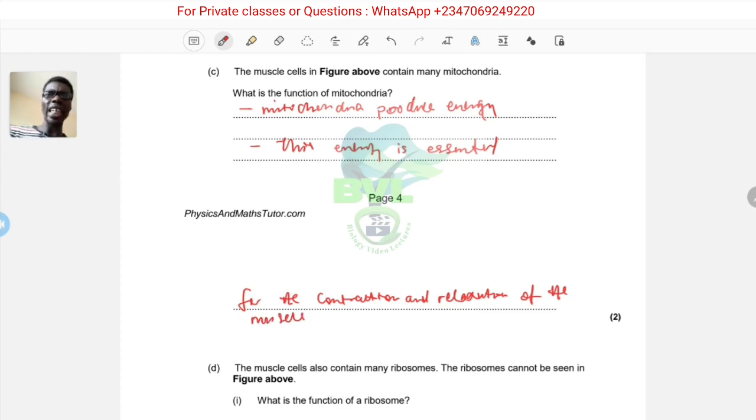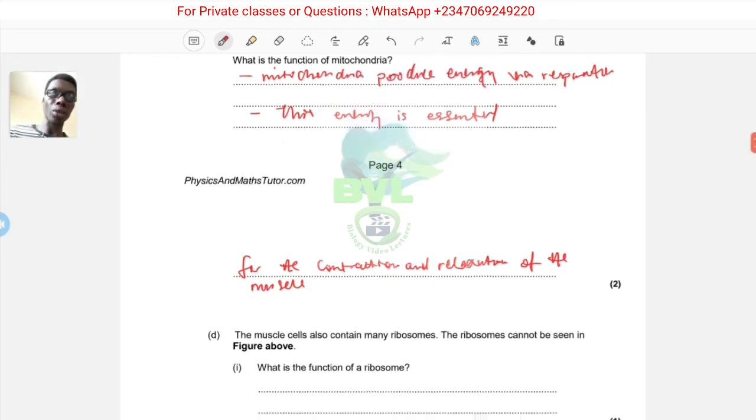You might not have to say it the exact way, but the point is you're meant to make mention of the function of the mitochondria. You produce energy, we can say via respiration. Then you talk about how this energy is needed for the muscle to contract and relax. For muscles to contract, you need energy. That's the truth.